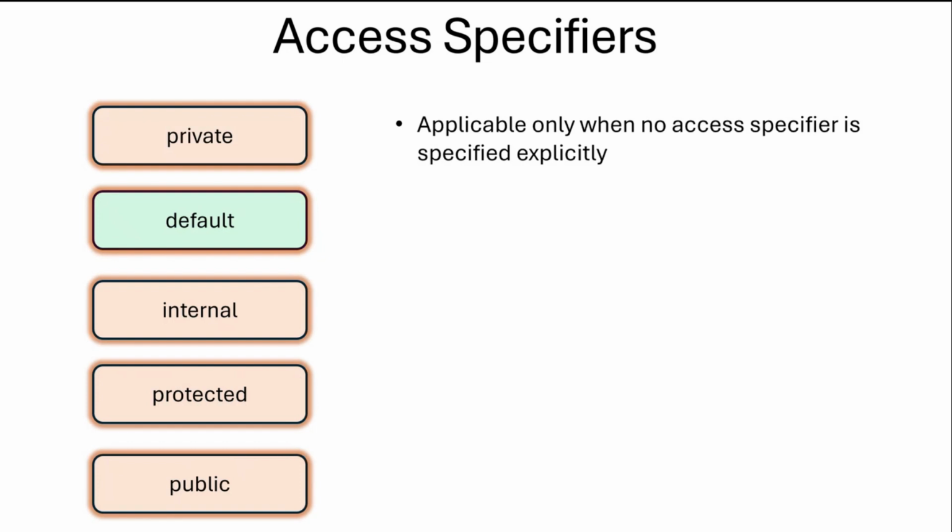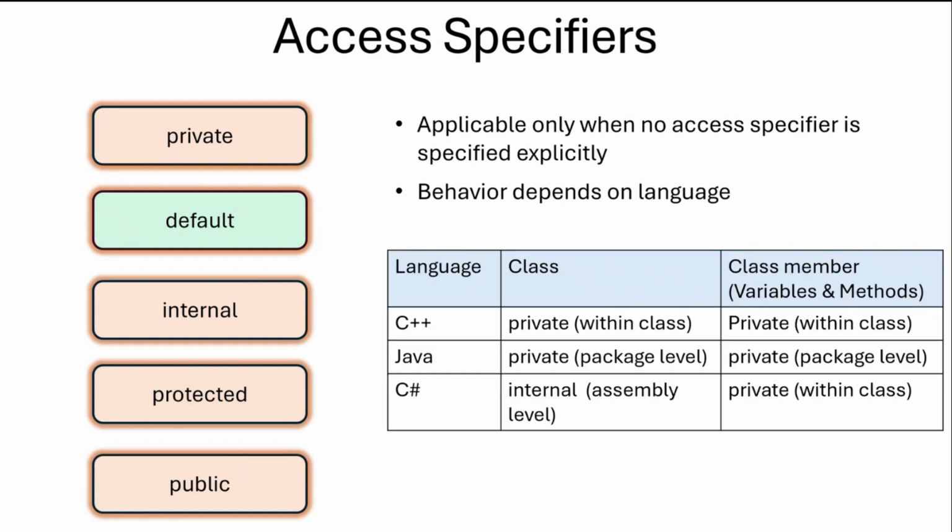Then the default access level. It is applicable only when no access specifier is specified explicitly, right? And the behavior depends on the language. So when we don't specify any access specifier in the code, then the default access specifier comes into the picture. Like in the language C++, the class will be private by default, the scope will be such that it can be accessed within the class itself. Class members will be private by default, and those variables or methods can be accessed within the class only.